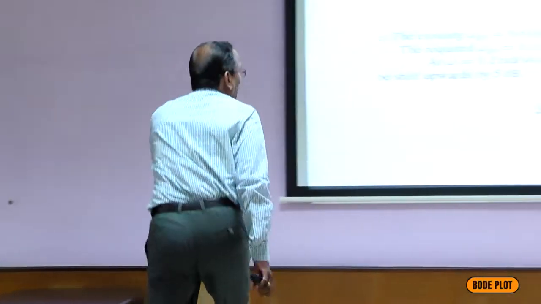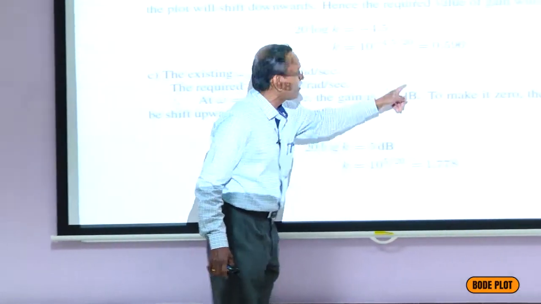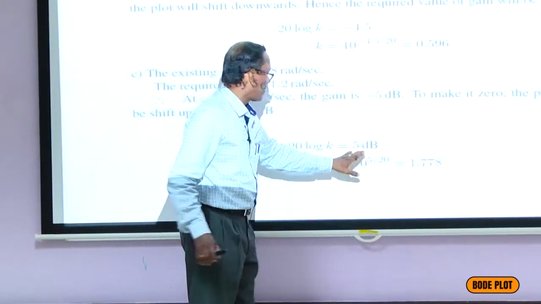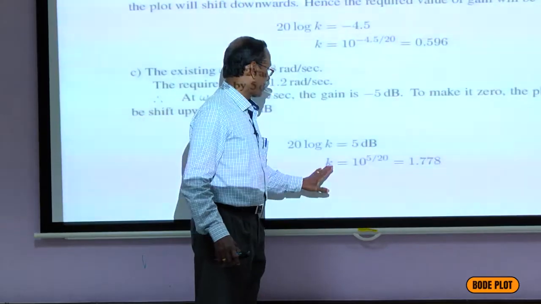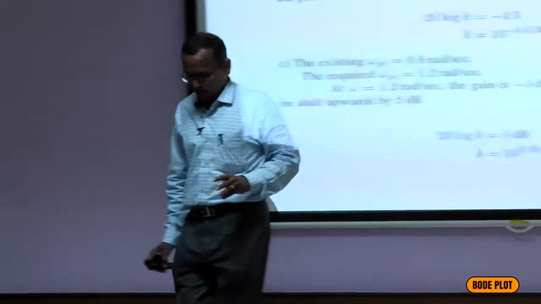What we have to do? At 1.2 it must be 0 dB, but here it is minus 5 dB. If you add 5 dB, it becomes 0. So 20 log k equal to 5 dB. Therefore k equal to 1.78. That's all. Next.